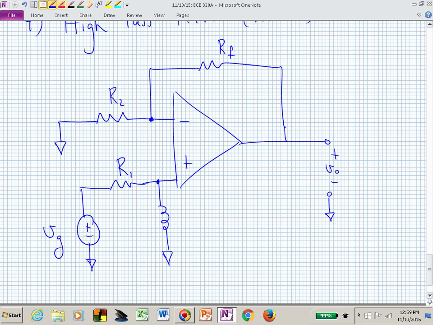Let's call this point right here V sub P. And I'm going to call that current there I sub P. And let me call this V sub N. And I will call this I sub N.